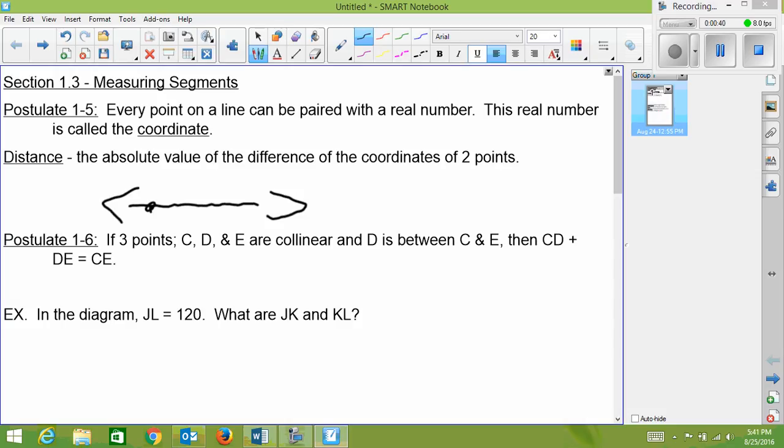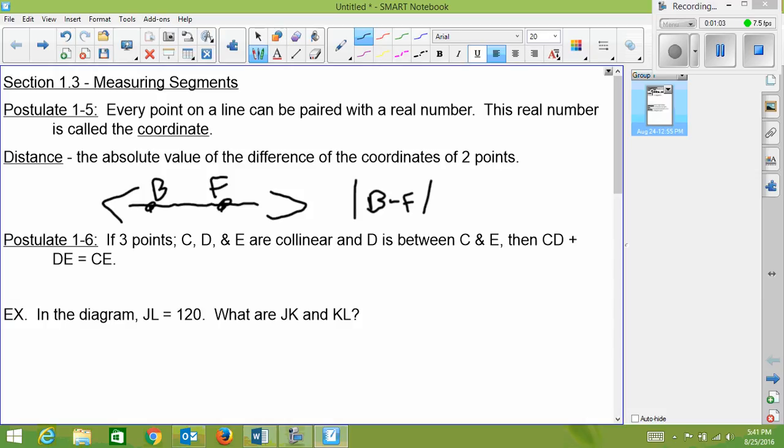So if I have a number line here, we'll just use B and F. So the distance from B to F is actually the absolute value of B and F, from B to F. Absolute value. So it's going to be a positive number.